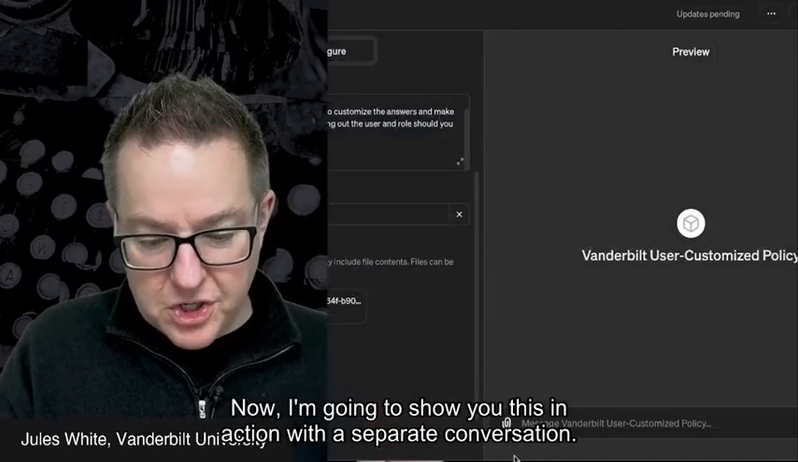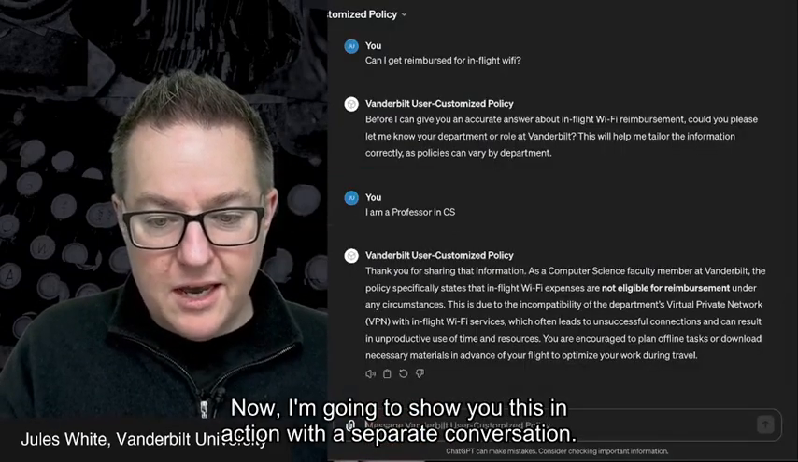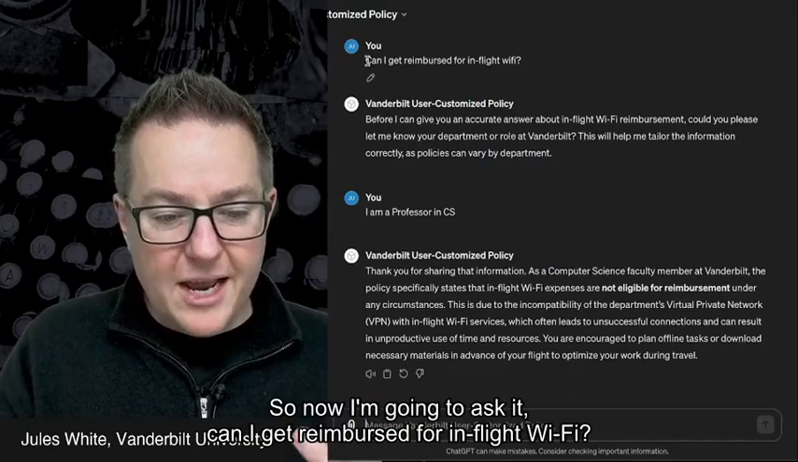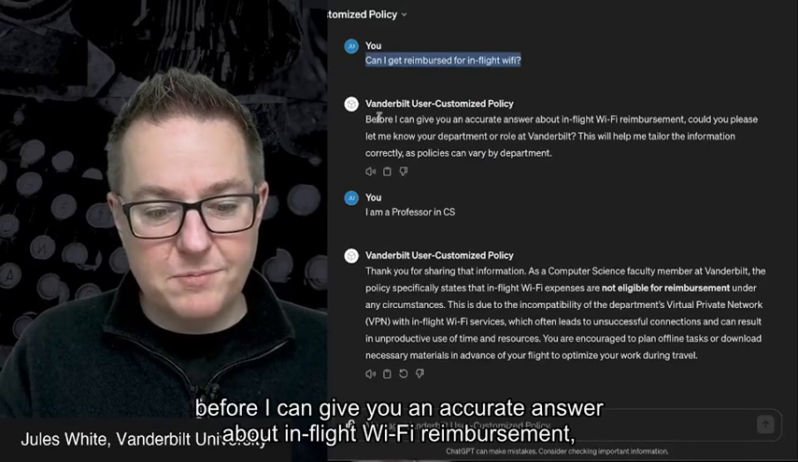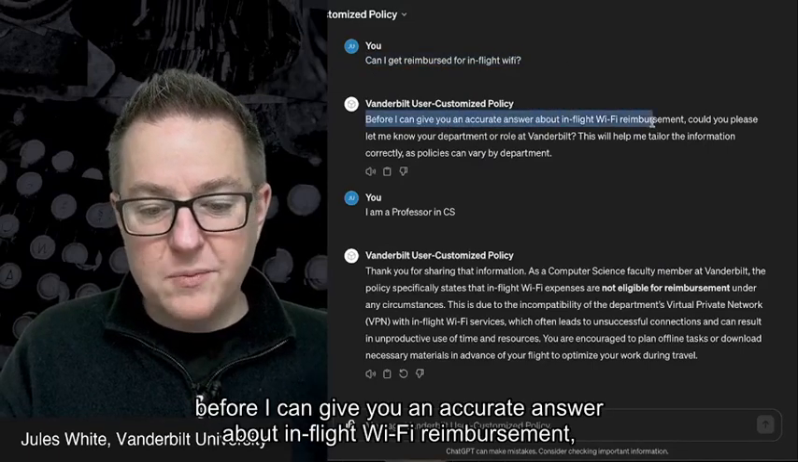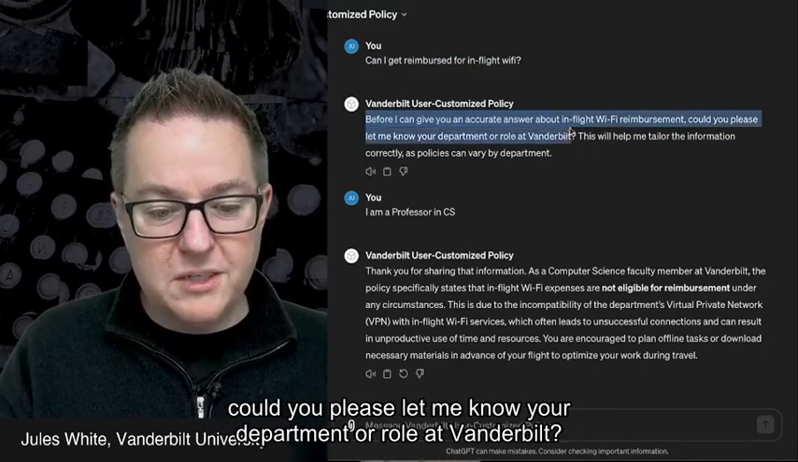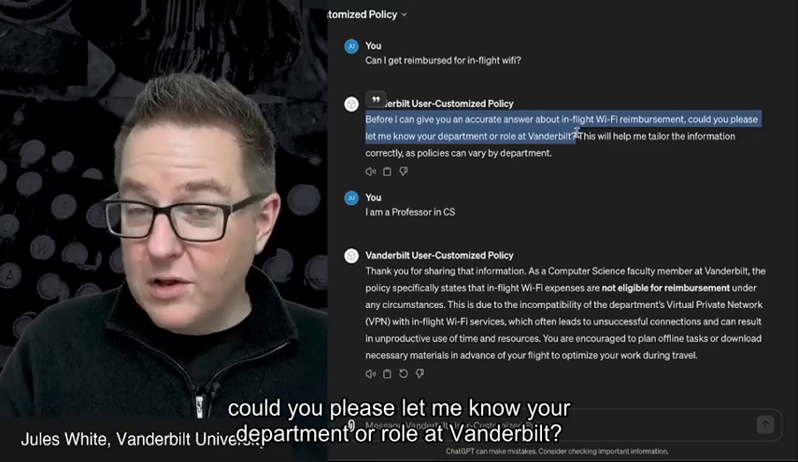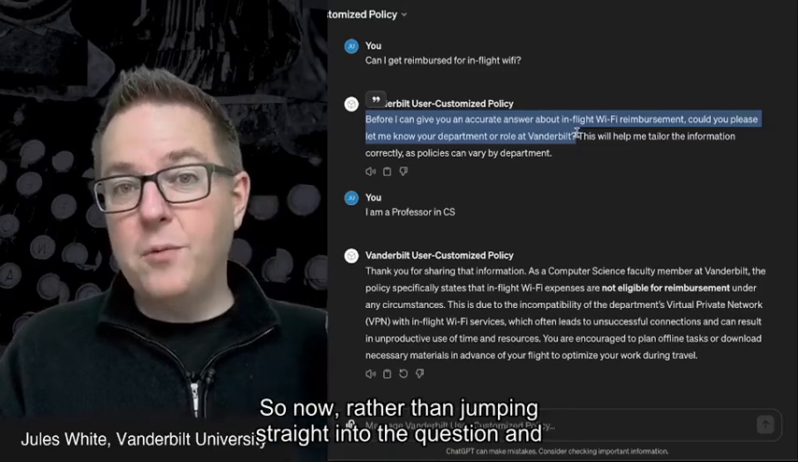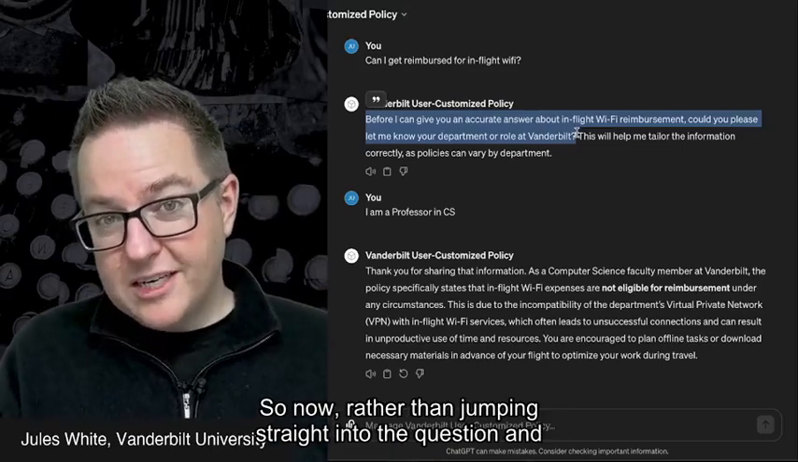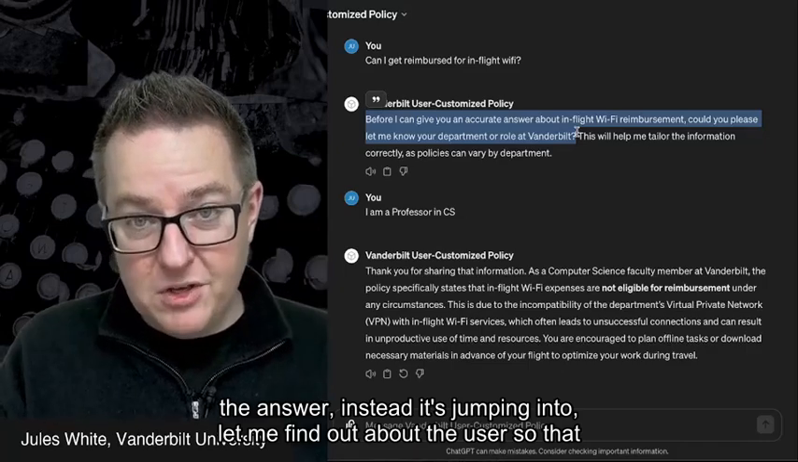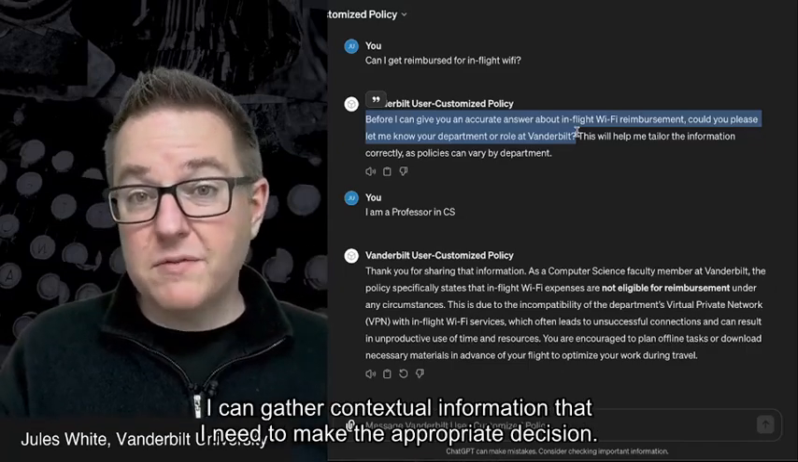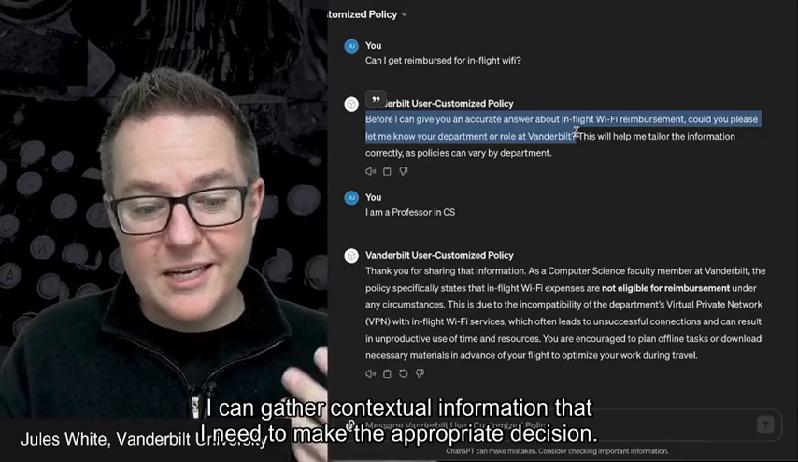Now, I'm going to show you this in action with a separate conversation. I'm going to ask it, can I get reimbursed for in-flight Wi-Fi? And it says, before I can give you an accurate answer about in-flight Wi-Fi and reimbursement, could you please let me know your department or role at Vanderbilt? So now, rather than jumping straight into the answer, it's saying, let me find out about the user so that I can gather the contextual information I need to make the appropriate decision.